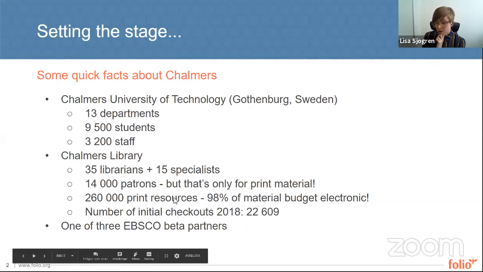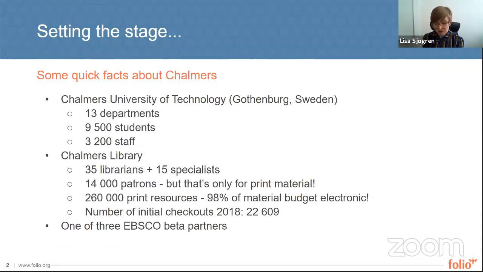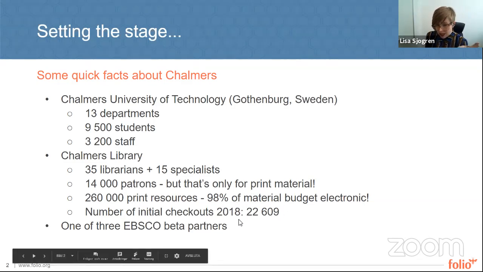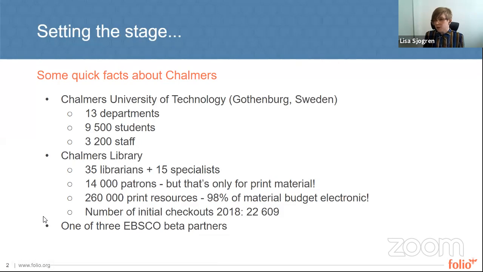And really, most of our budget goes to purchasing electronic resources. So electronic resource management is really important to us, even though we're not going to be demoing that today. And as you can see here as well, in 2018, we had about 22,000 checkouts, which is not a huge number either. And we are one of 3 libraries who are working with EBSCO to implement FOLIO with services from EBSCO. And yeah, so let's get started.